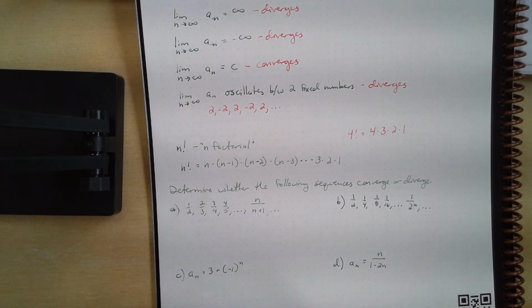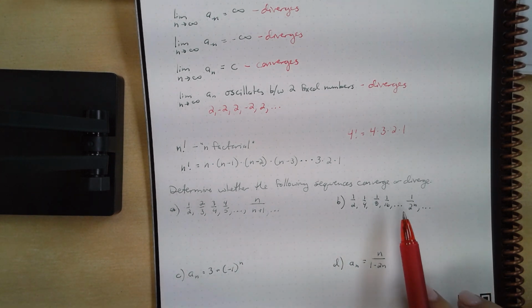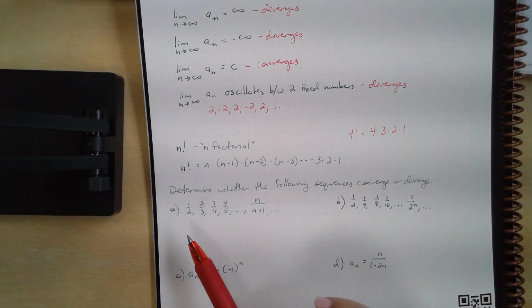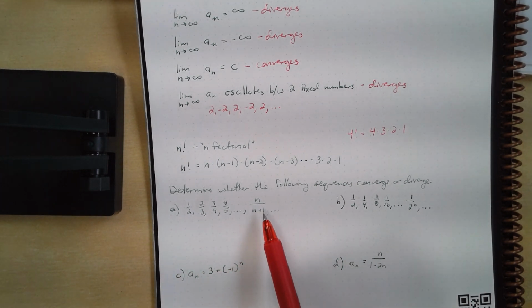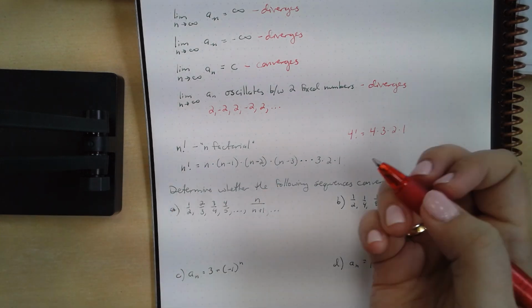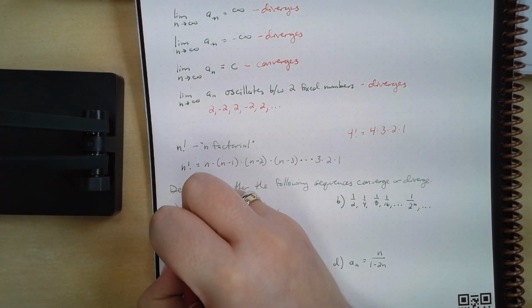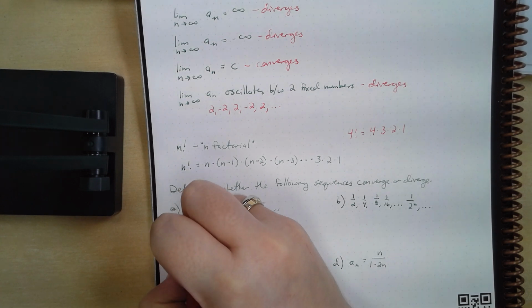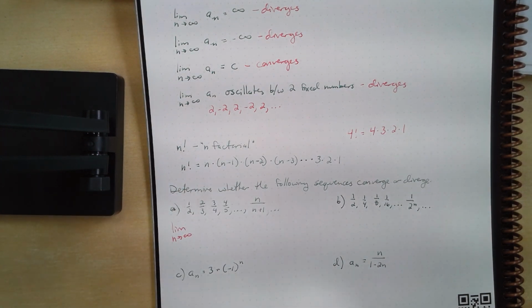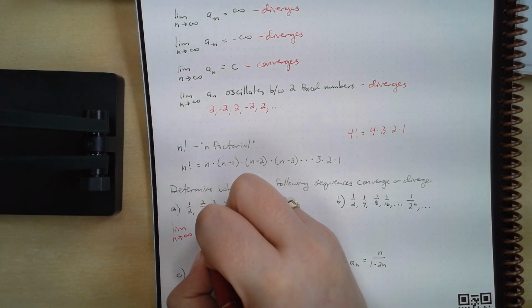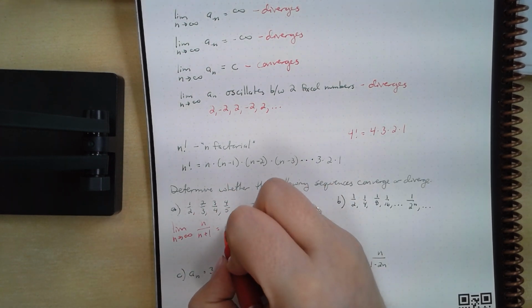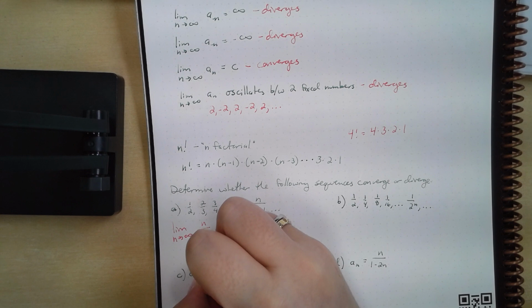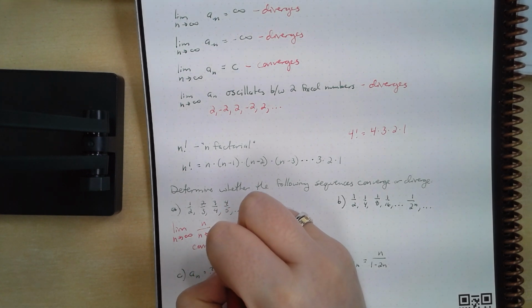But let's find out if these following sequences converge or diverge. Here we've got 1/2, 2/3, 3/4, 4/5. Well, we've got n over n plus 1. Let's actually find our limit here. Our limit as n approaches infinity, because we can use our limit to calculate if this converges or diverges, of n over n plus 1 looks like that's just going to equal 1, so this converges to 1.